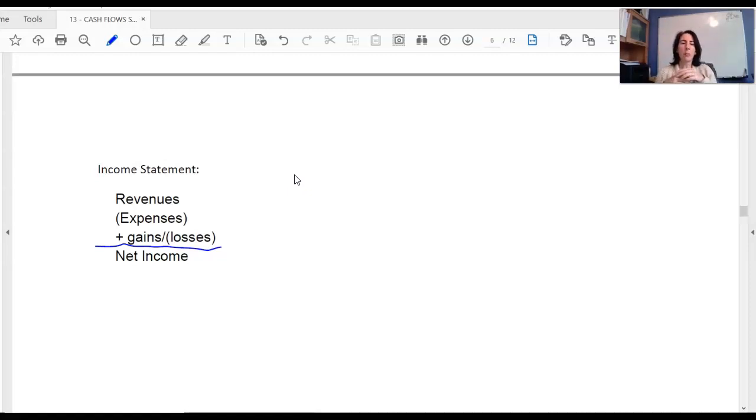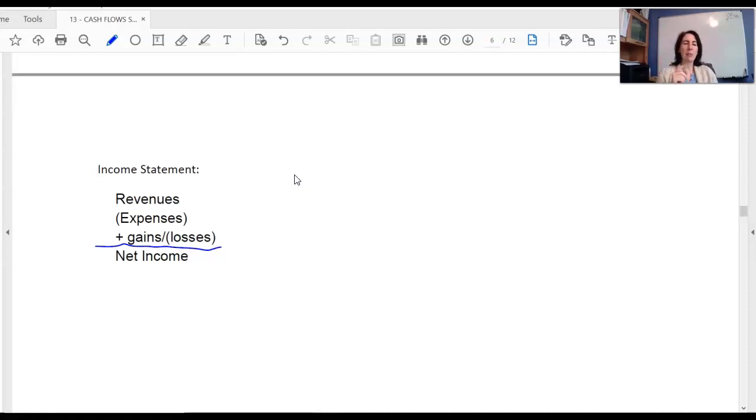Now here's the thing. We are going to start the statement of cash flows with net income. We're doing the indirect method. There are 2 ways you can prepare the statement of cash flows. We're going with the indirect method because that is the most common, the most popular. If you want to learn the direct method, by all means, but I'm not going to be covering it. So we're going to use the most popular one.